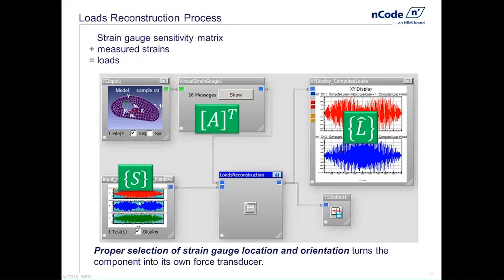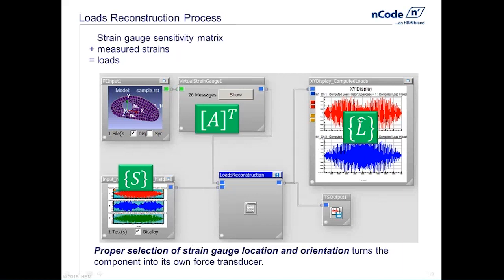We've calculated inside DesignLife now using FEA and DesignLife's virtual strain gauge glyph. We've calculated the strain sensitivity matrix, which means now I can use this loads reconstruction glyph to calculate the loads that would have caused these strains. So graphically speaking, visually, this is the loads reconstruction process. Understanding of FEA and measured strains allows us to back calculate these loads.